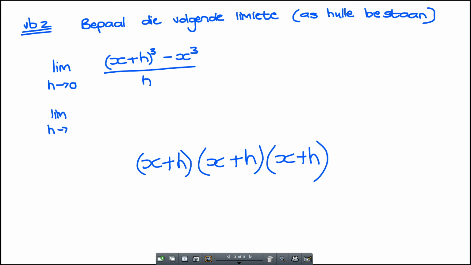Please remember that you've got to keep on writing that limit h strives to 0 up until the point where we substitute it in. Then you don't write it, no?